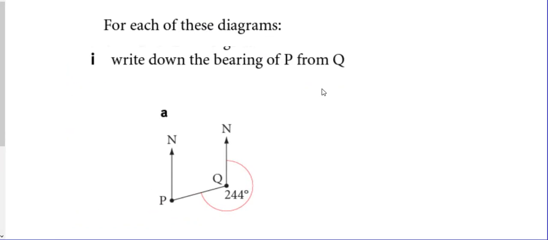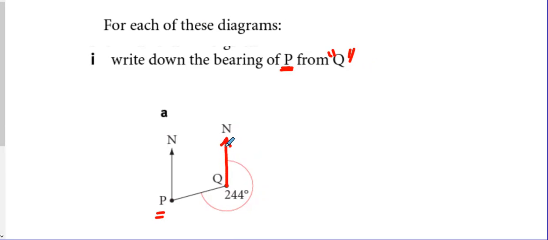For each of these diagrams, write down the bearing of P. Can you see this? Where is P? This is P. The bearing of P from Q. Oh, from Q. At point Q is where we draw the North Pole. So the North Pole is already done for us.